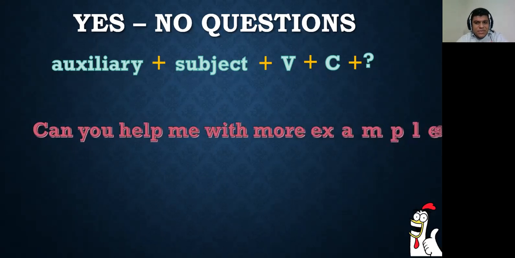Check on my example. Yes, no questions with can to ask if something is possible. Can you help me with more examples? Right, that is for me. Can you do the homework with me? Right? Can you, talking about if it is possible, can you speak Spanish in the class? And I tell you, I'm sorry, it is not possible, right? Because you're talking about possibility on this part, right? Let me go over more examples on this one.